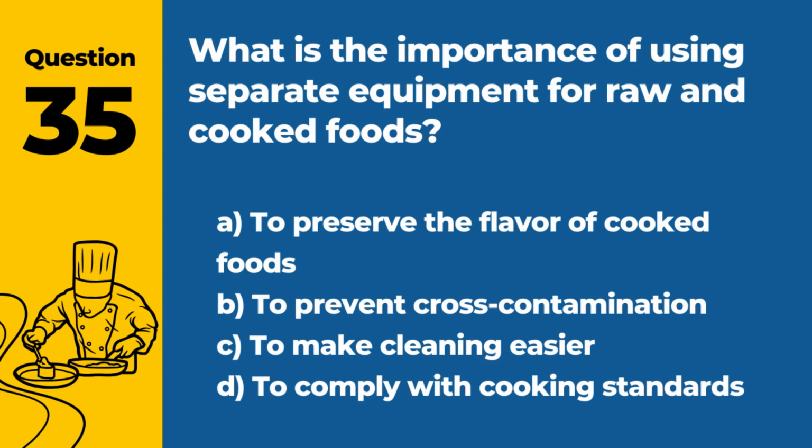Question 35. What is the importance of using separate equipment for raw and cooked foods? A. To preserve the flavor of cooked foods. B. To prevent cross-contamination. C. To make cleaning easier. D. To comply with cooking standards. Answer: B. To prevent cross-contamination. Using separate equipment for raw and cooked foods is crucial to prevent cross-contamination.